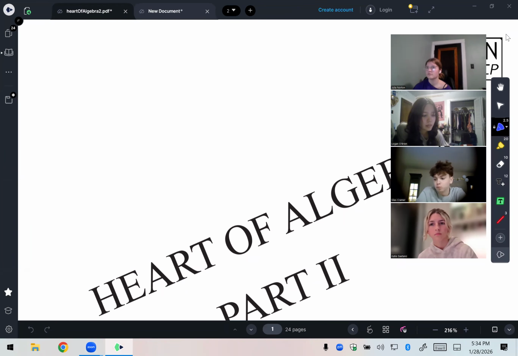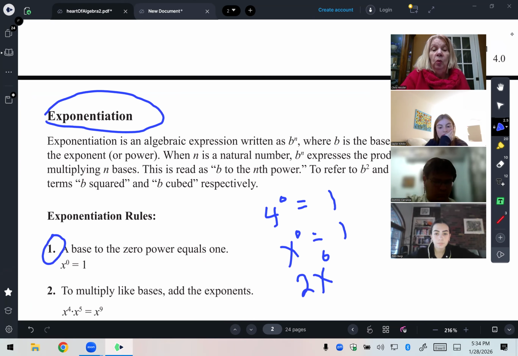Anyway, a base to the 0 power always equals 1. So if I have 4 to the 0, that's going to be 1. If I have x to the 0, that will be 1. Now pay attention: if I have 2x to the 0, well, x to the 0 will be 1, so that'll be 2 times 1, which will be 2. If I have a million, 6 zeros, to the 0 power, it'll just be 1. So I'm sort of drilling that into you. So we're good with that.